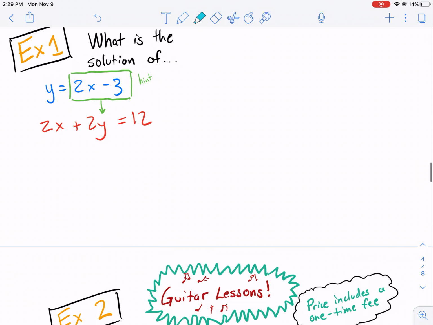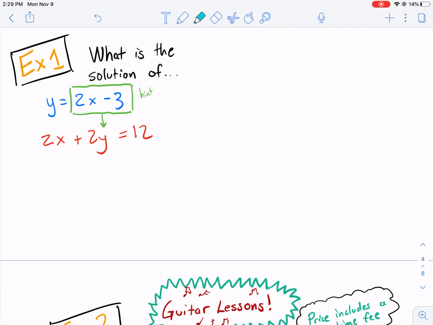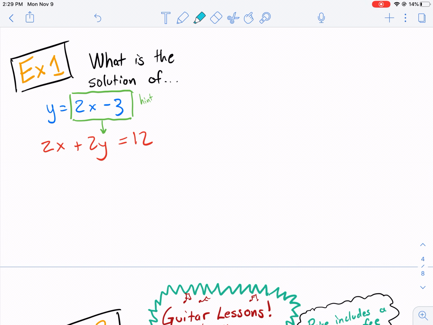Okay, let's move on to example 1. Well, that was kind of our example. So example 1.1: what is the solution of y equals 2x minus 3 and 2x plus 2y equals 12? This one's a lot more simple because we have this y already by itself. Step 1 is already done, and it gives us a hint. Very generous of this particular problem. So we're just going to write 2x plus 2, and I kind of like this one because it breaks this down into a real easy way to visualize it in case you struggled with the first one, equals 12.